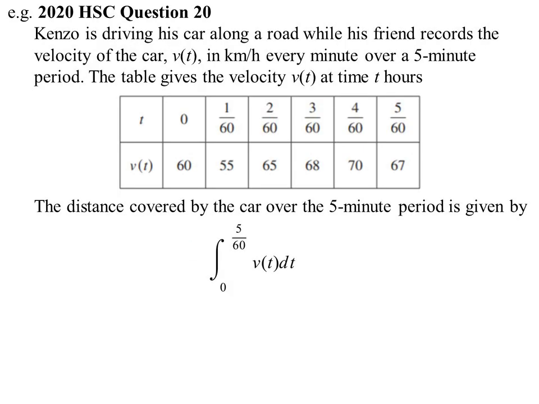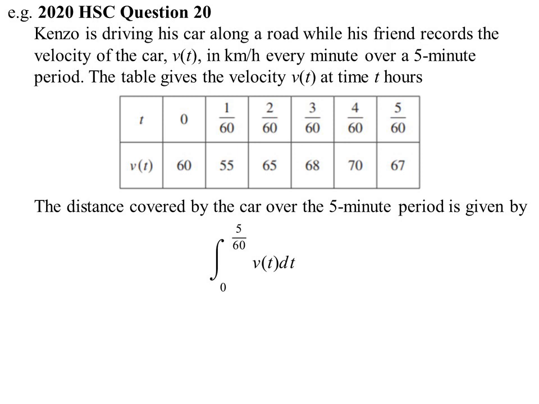Okay, here's an HSC question from 2020. Kenzo's driving a car along the road. Friend records the velocity of the car in kilometres per hour every minute over a 5-minute period. Table velocity in hours, but for some reason, well, maybe because of the decimals, rather than saying 1 minute, 2 minutes, they've gone 1/60th of an hour, 2/60th of an hour, 3/60. Anyway, that's the table of values we've been given, and the velocity for all of those.